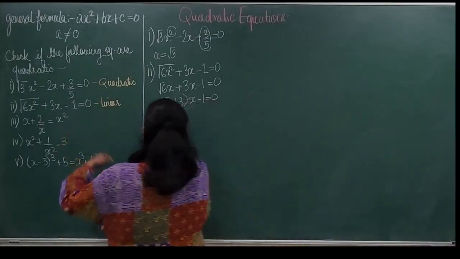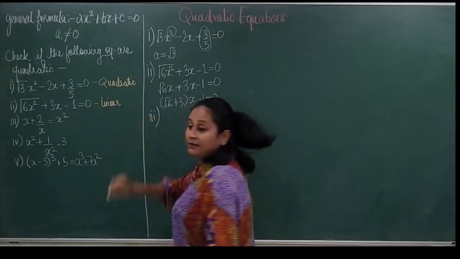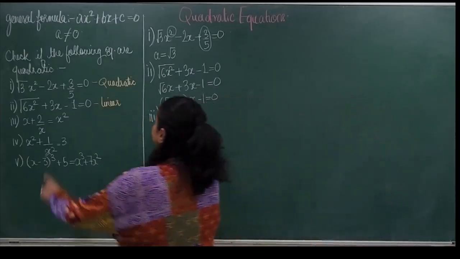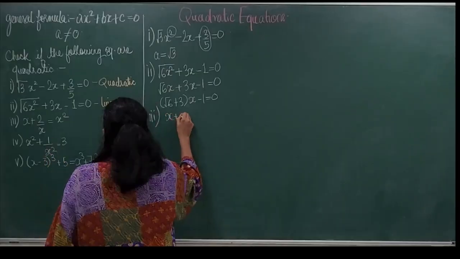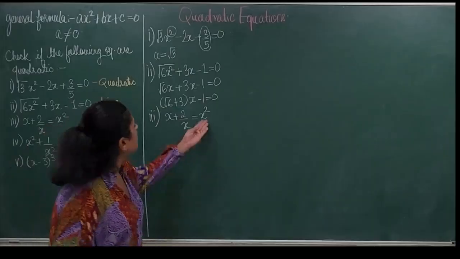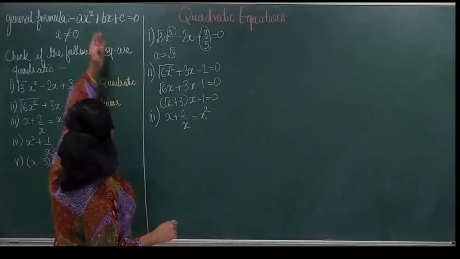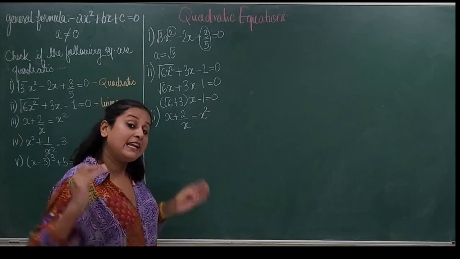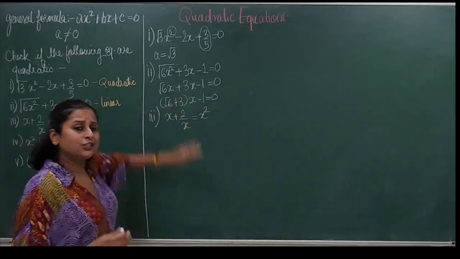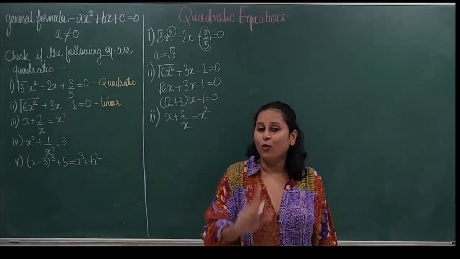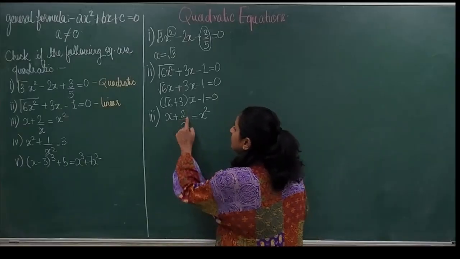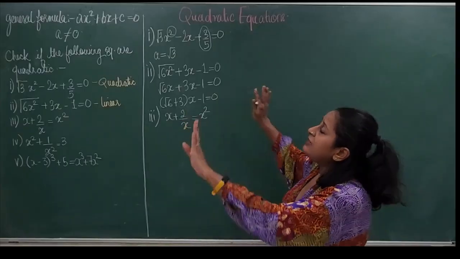Coming to our third problem, a very interesting one. Here we have to take LCM because we don't have it in standard form. Let us begin. X plus 2 upon x is equal to x square. Now you would say, ma'am, x square is here. But in this general formula, can you see any denominator as x? Can you see any indication that x is in the denominator? No. So is this in a standard form? It's not in standard form because here we have 1 upon x. 1 upon x does not have any place in this equation.